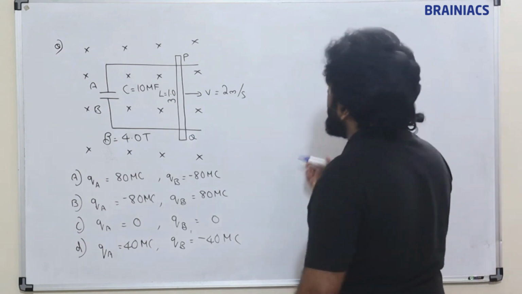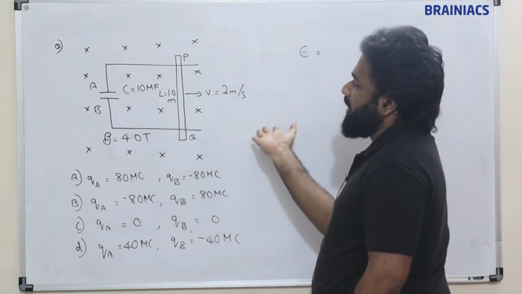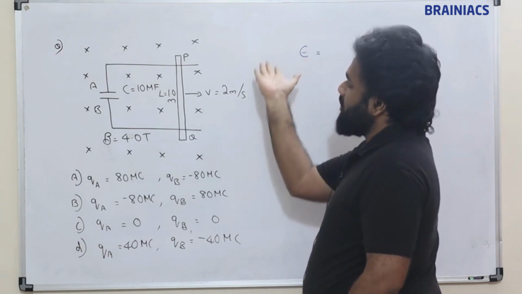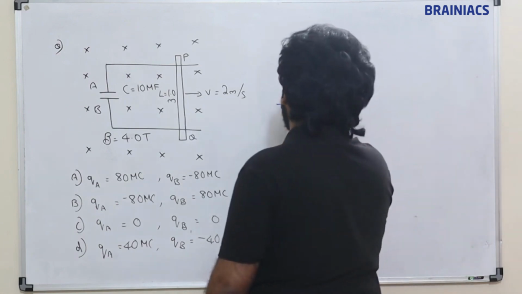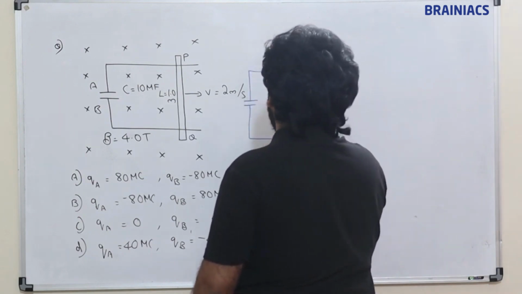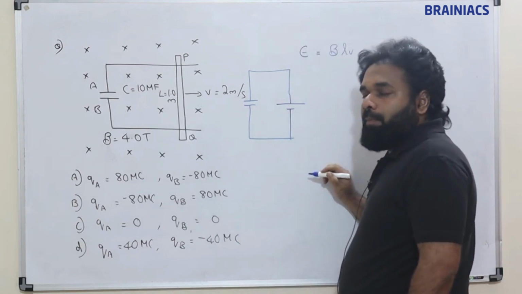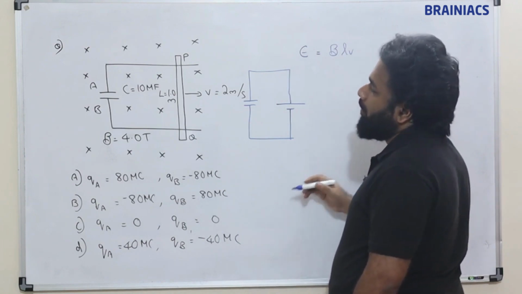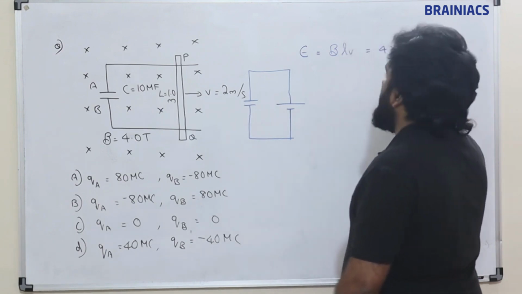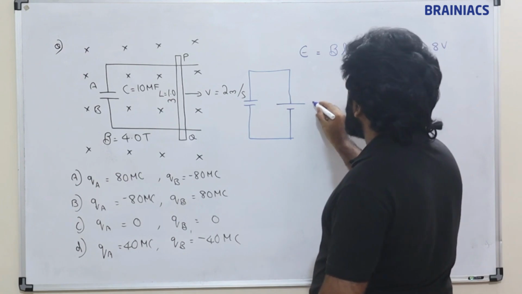Right. So how to find? If the rod is moving, magnetic field is in this direction, going inside, and velocity of the rod is in this direction, so obviously this will be the direction of EMF, I mean polarity. And here the capacitor will come. So what will be this? BLV, because magnetic field, length of the rod and velocity are all mutually perpendicular. 4 Tesla into 1 into velocity 2, we are going to get 8 volt.